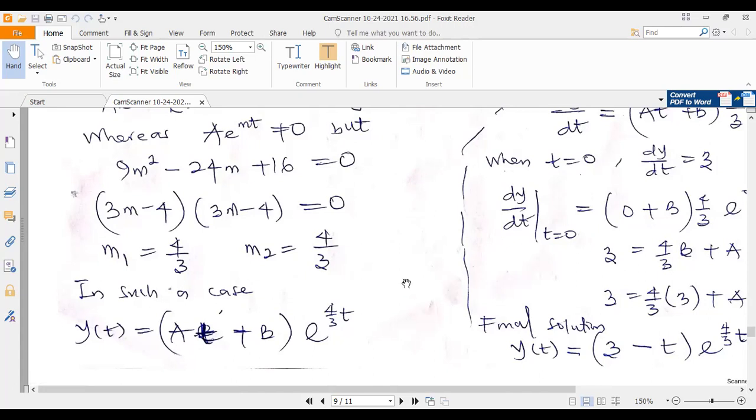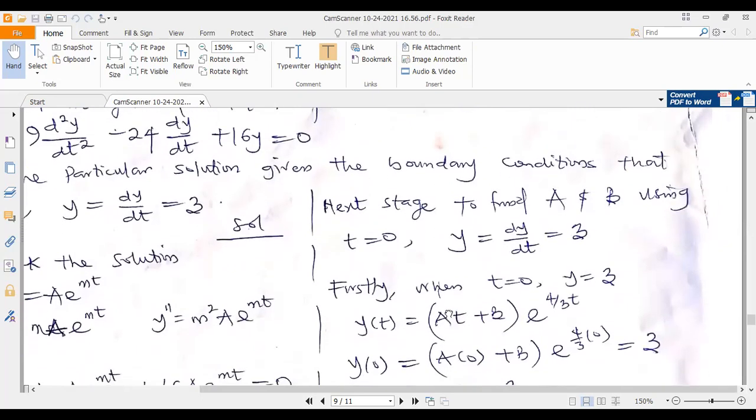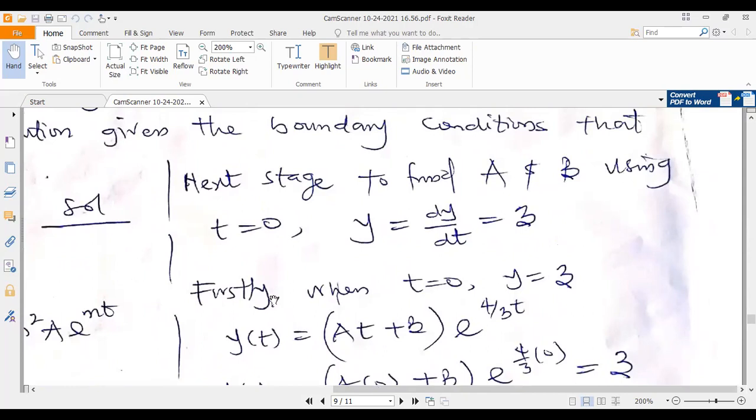So now that's not all. Do you know that there's a problem now? We need to find A and we need to find B, because what we obtain here is a general solution, not the particular solution. So how do we go about it? Let's come back to the solution. The next stage is for us to find A and B using the conditions, and for that we say that this is an initial value problem.